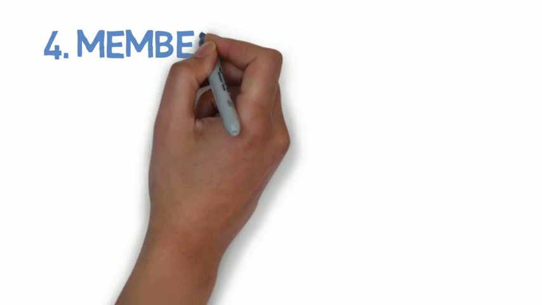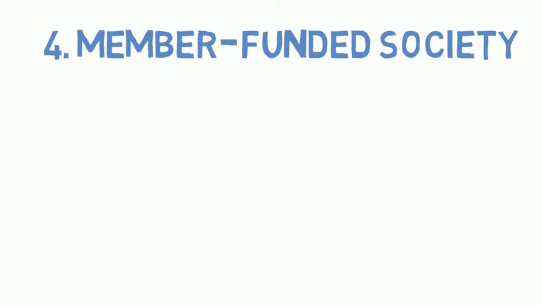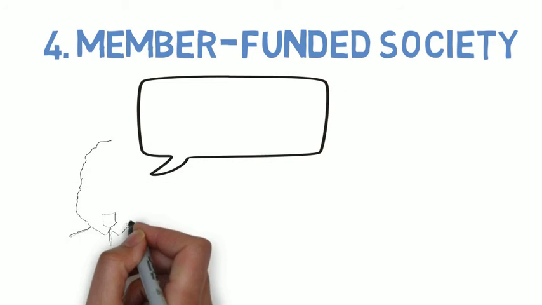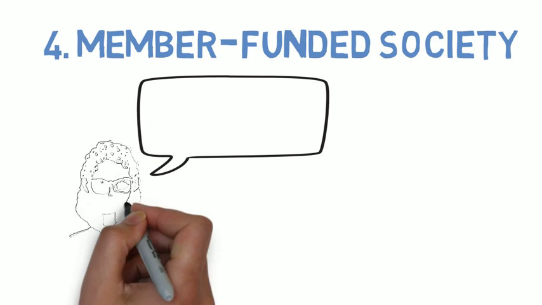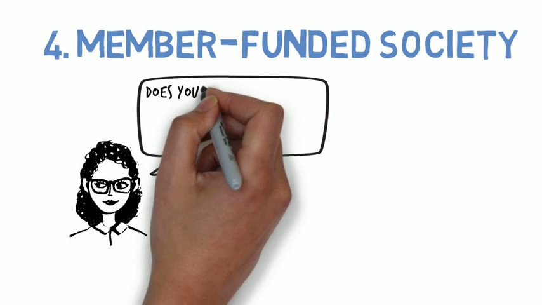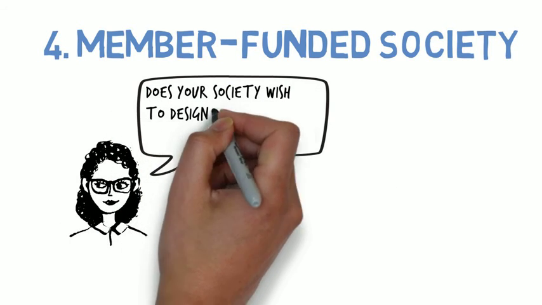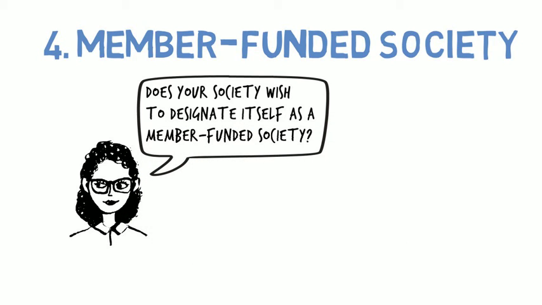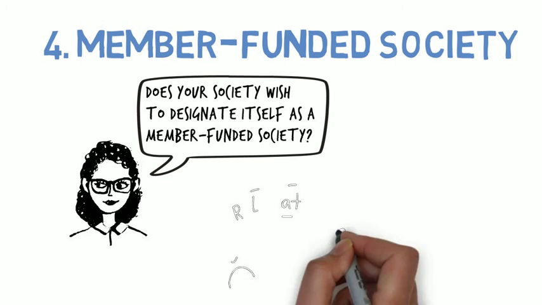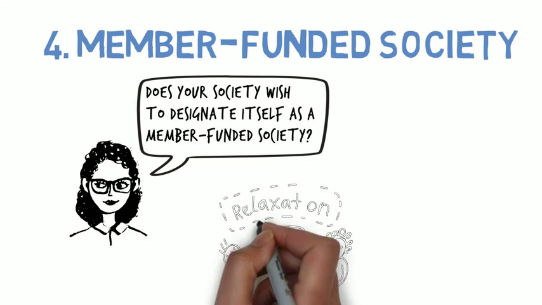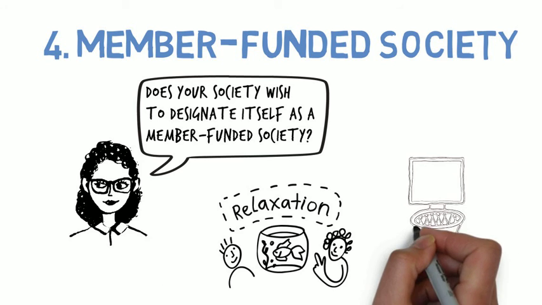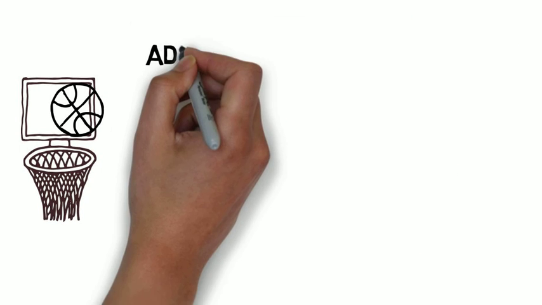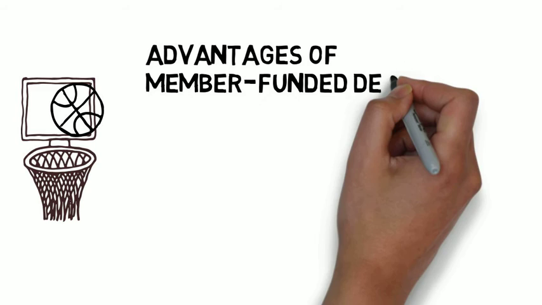A fourth way the new Act will affect your society is you'll need to decide whether to become a member-funded society. On filing the transition application, you'll be asked, does your society wish to designate itself as a member-funded society? This is a new designation for societies that are funded primarily by their members and operate primarily for the benefit of members. For example, private clubs or sports leagues. There are some advantages to this designation.